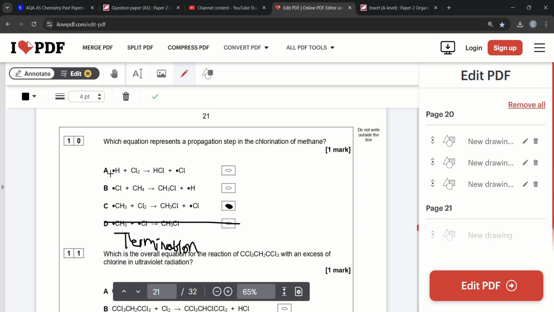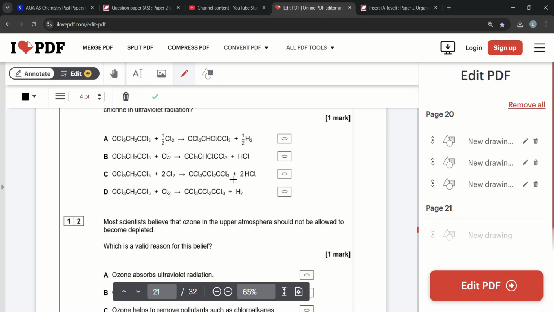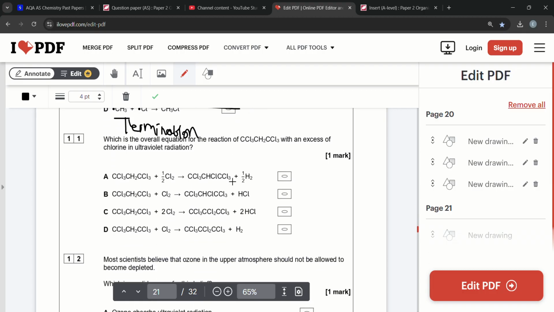You don't use a hydrogen free radical. You don't form a hydrogen free radical. Which is the overall equation for the reaction of CCl3CH2CCl3 with an excess of chlorine in ultraviolet radiation? There's no free radicals in this case, but if we add chlorine to it, so what is CCl3CH2CH3?